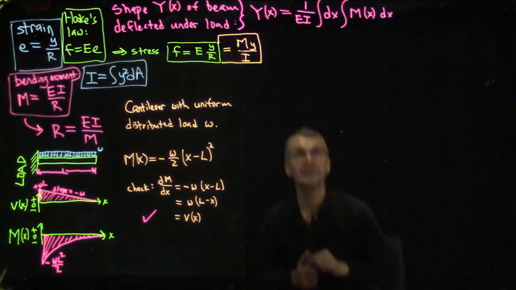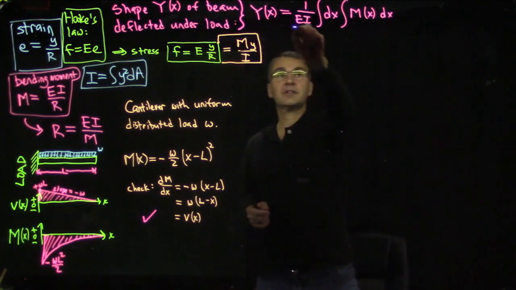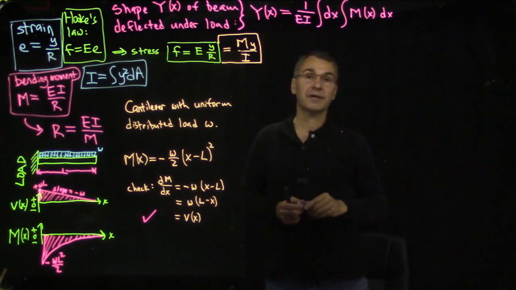Okay, now let's try integrating that twice. So you know, to get the deflected shape, capital Y, I use capital Y for the deflected beam shape.